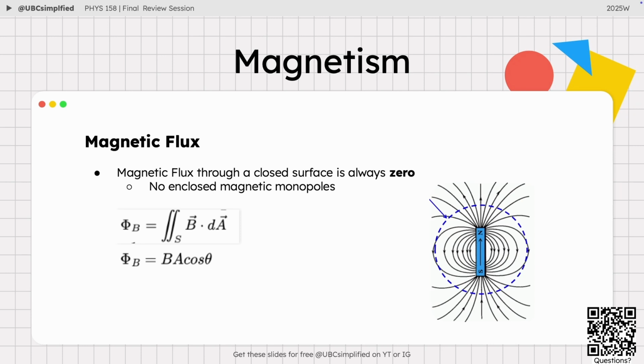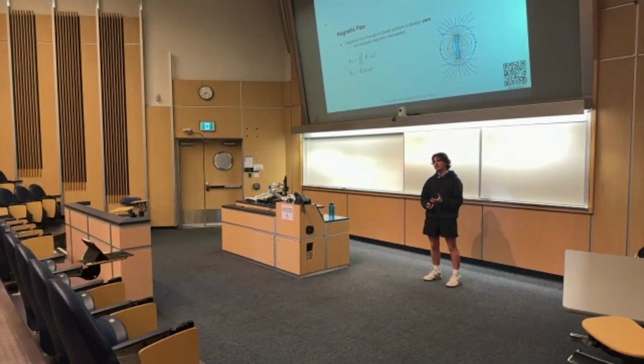So this generally works out to just be B times A cosine theta, where theta is the angle between the A vector and the field. So if they're perfectly aligned, it's just the field times A. Also, the magnetic flux through a closed surface is always 0 because you can't have magnetic monopoles, because magnetic field lines are always connected end to end.